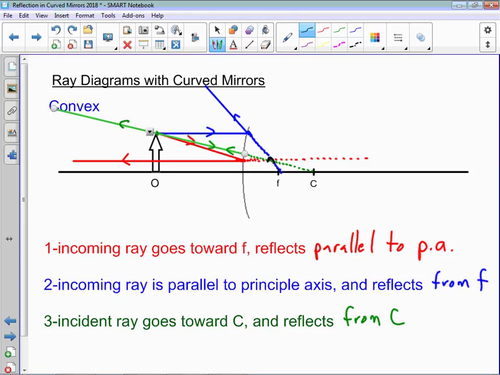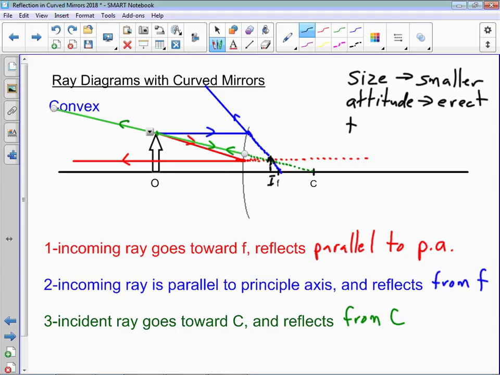Now, I like to make sure that if the light rays are dotted when they meet at that point, then we're going to draw our image as being dotted, and that will give us a little hint to the characteristics. So what about our size? Our size is smaller. Again, what about our attitude? Our attitude is right side up, or erect.